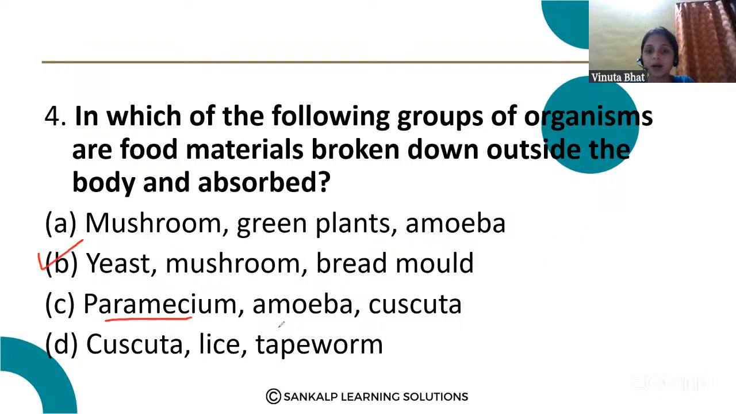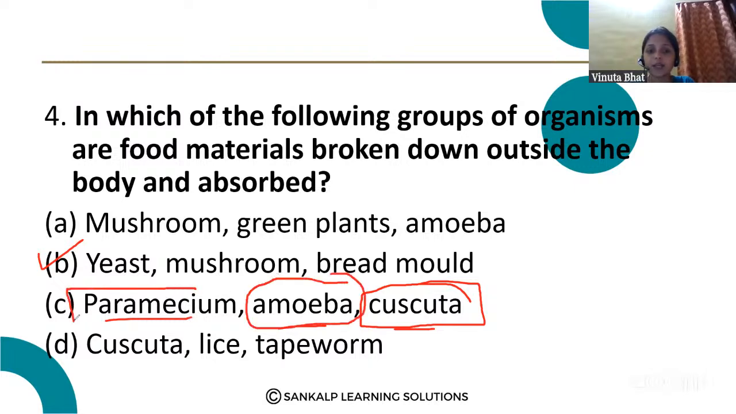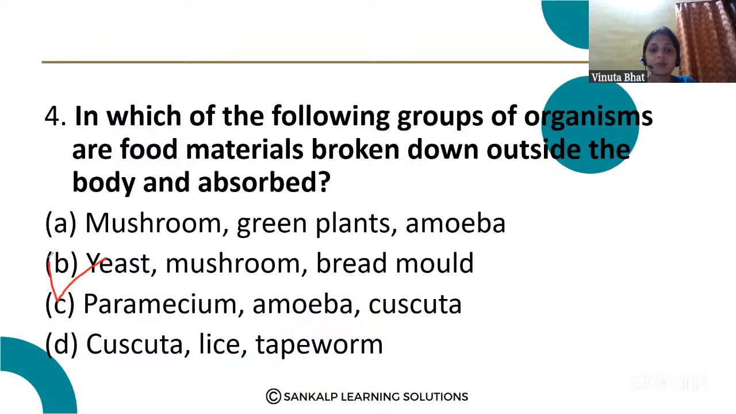Here Paramecium, amoeba, Cuscuta. Cuscuta is a parasitic plant, a plant that absorbs nutrients from another plant, so it is not of this type. Amoeba is also a wrong answer, and in Paramecium, digestion takes place inside the body only. Cuscuta, lice, tapeworm: these are all parasites. What do you mean by parasites? They absorb the food materials, nutrients, from other organisms. They depend on other organisms. The correct answer is option B, yeast, mushroom, bread mold.